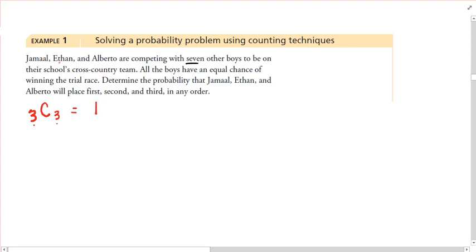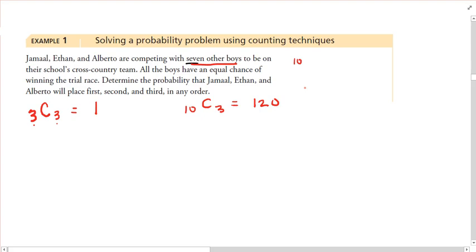Okay, and it says there's 7 other boys. So that's 10 boys in total. So we have 10, and 3 have to be chosen, right? So there's a total of 120 that could be chosen.